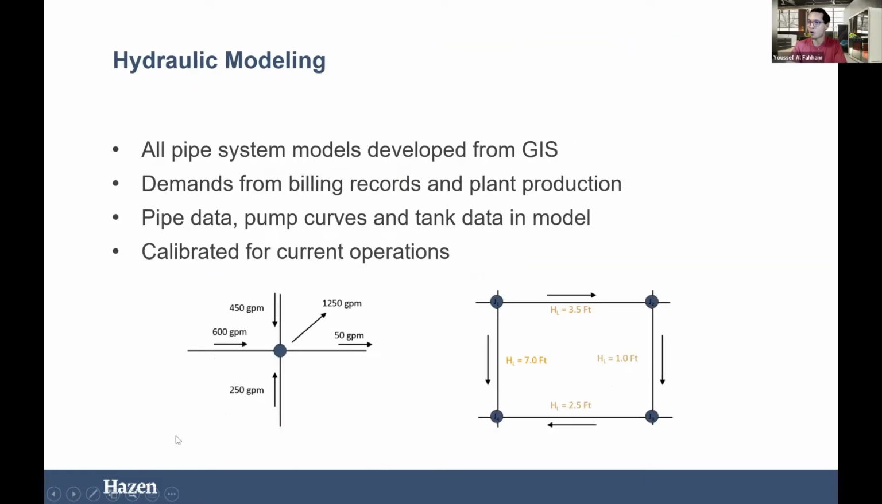And this is really the why, right? Why care about transients? This is why we want to do that. I did want to step back and just talk about hydraulic modeling, what the difference is.